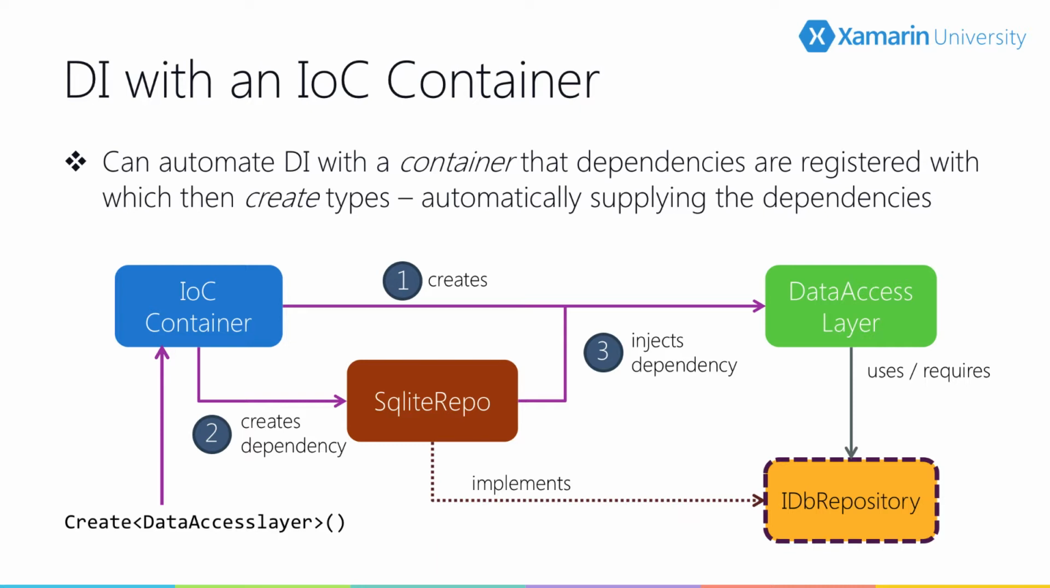Now, depending on the IOC container that you are using, and just like with the service locator, there are many different, partially very sophisticated implementations out there. You don't even have to register anything. Those containers can be very, very smart. They would, for instance, just to be able to create data access layer by scanning the current assembly, look for something that implements IDB repository. They would automatically pick that because they would assume that that's what you want to use.